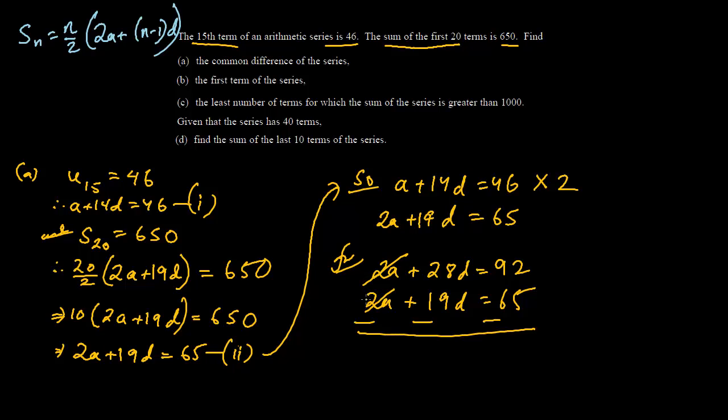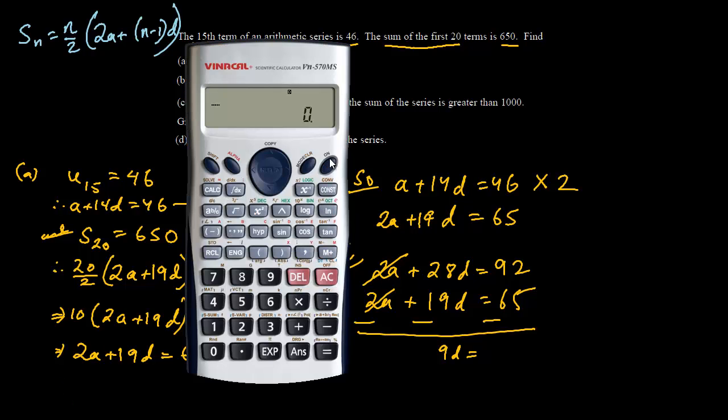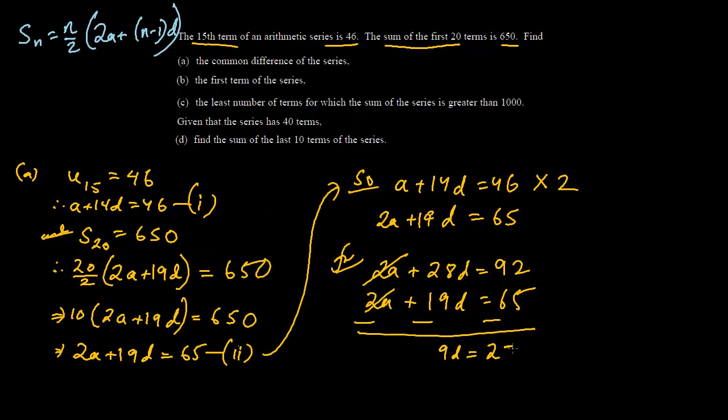This 2A and this 2A cancel off. We have 28 minus 19. That is going to be 9D. And we have, let me use the calculator, 92 minus 65. This is going to be 27. So 27. So therefore, the common difference is 3.